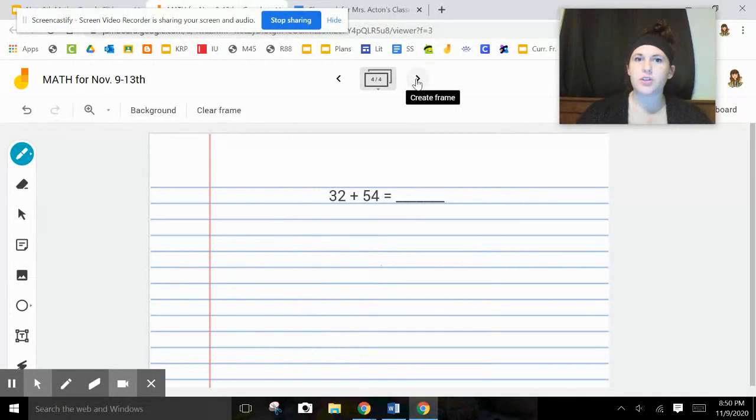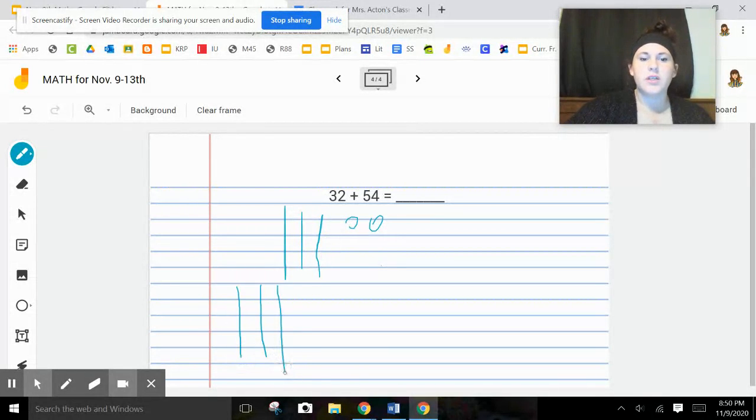One more, and then I'm going to show you how you have a Jamboard to help you today do your classwork in case you're one of my friends that doesn't have a pencil or paper at home. So my number is 32. So I'm going to make 3 tens and 2 ones. Then I'm going to make my number below it. We're going to stack them. Number 54. 10, 20, 30, 40, 50, 51, 52, 53, 54.